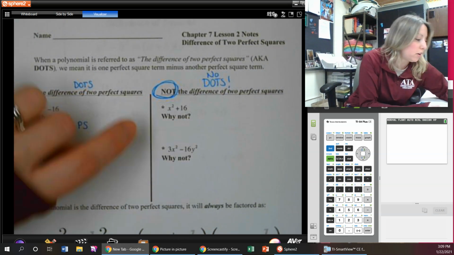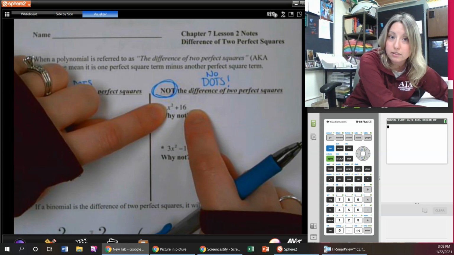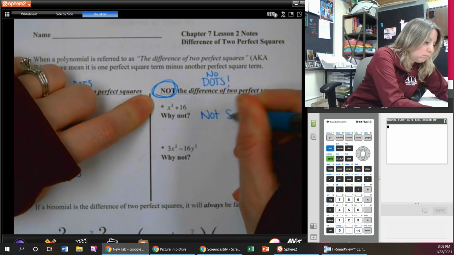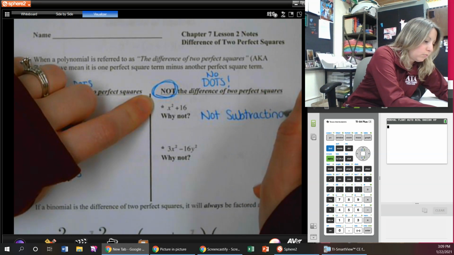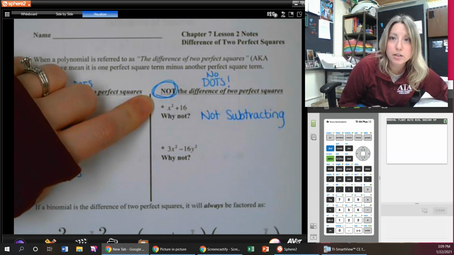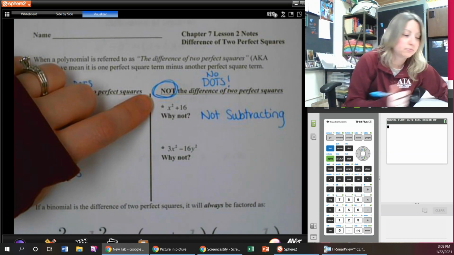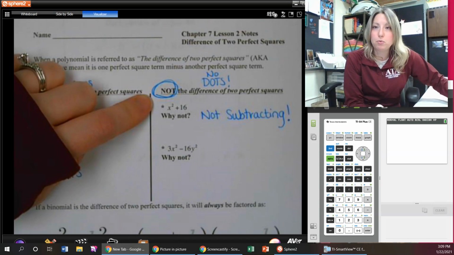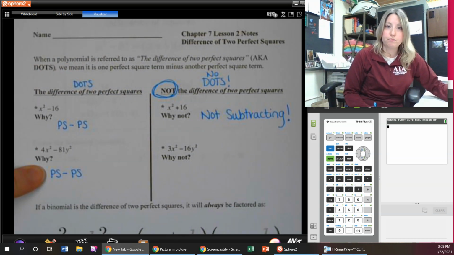What's wrong with this one? Because I've got a perfect square and a perfect square. What's the matter? Why is this not DOTS? What's going on between them? Addition. This isn't the difference of two perfect squares. It's the sum of two perfect squares. That's not a factoring thing. Okay? If it's not subtracting between them, it's not DOTS. It won't factor the way these will.